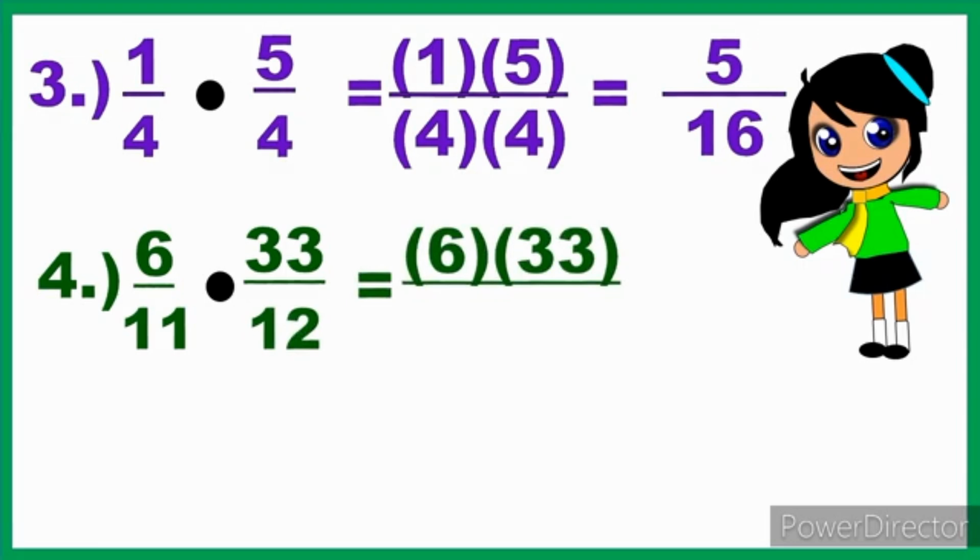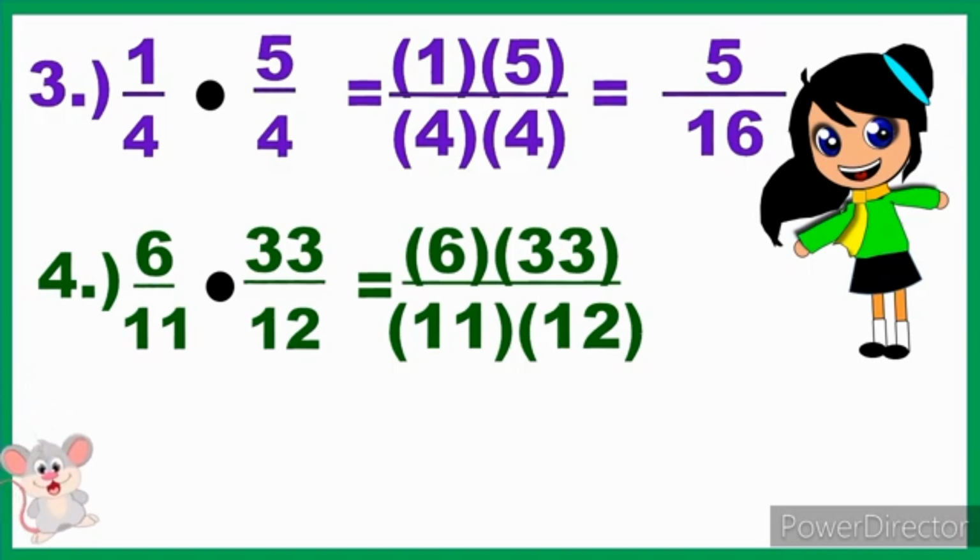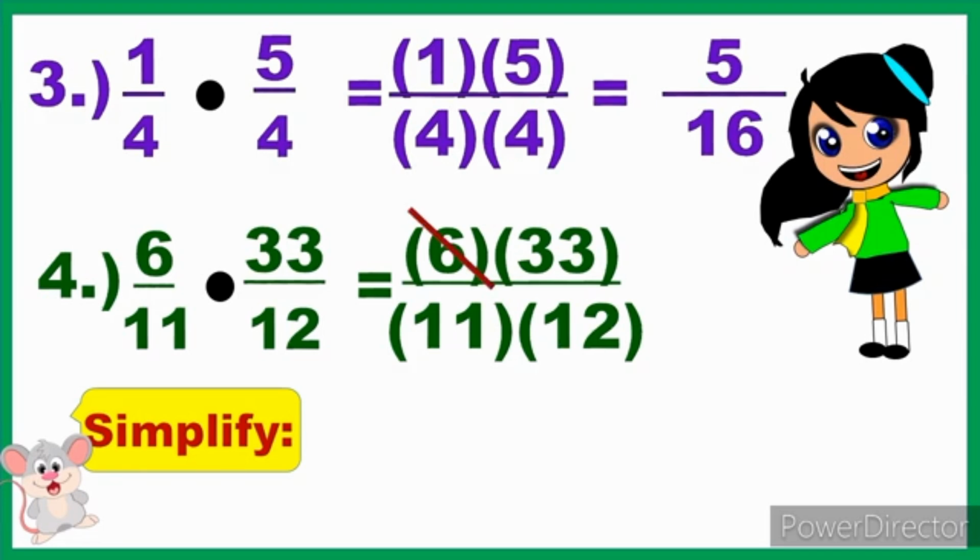Okay, first, multiply natin ang numerator. So we have 6 times 33. Multiply their denominator, 11 times 12. Okay, so we have another way on how to simplify this fraction. Okay, to simplify, we have 6 and 12, which is may common factor sila na 6. So, if the common factor is 6, so we can divide it by 6. 6 divided by 6 is 1. And 12 divided by 6 is equal to 2. So, therefore, yun yung i-rewrite natin, 1/2 or 1 over 2.